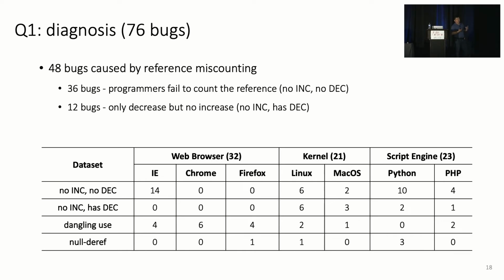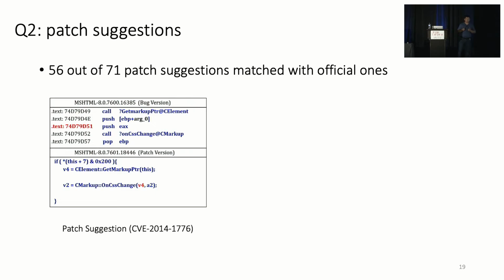And for another 12 bugs, programmers do not increase the counter, but they decrease the counter for destruction. That introduces the imbalance. And for another 18 bugs, they do not use ref counting, so it is just normally managed by the programs themselves, and there's no reference counting issue at all. And also we try to understand the accuracy of the bug patch suggestion. So we auto-generated 71 patches, and we manually checked them and compared with the official patch. It turns out 56 of them actually match the official patches released by the vendor.